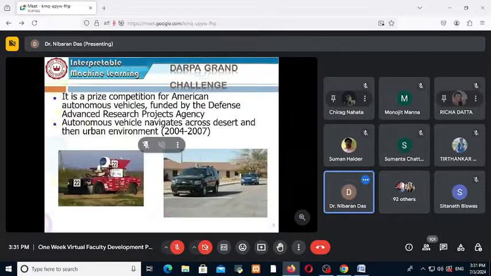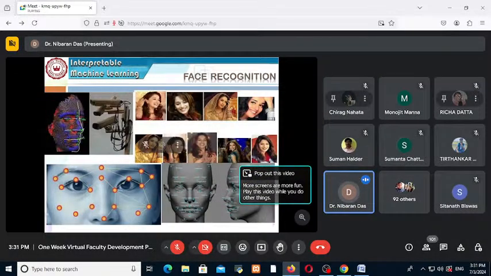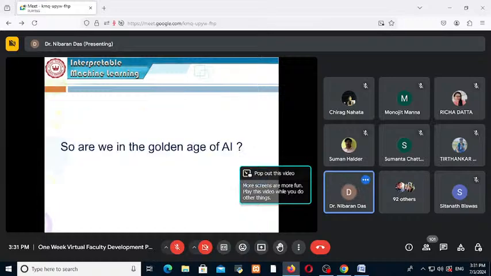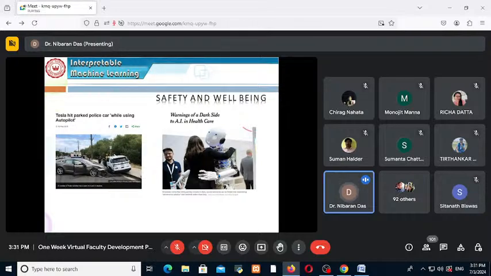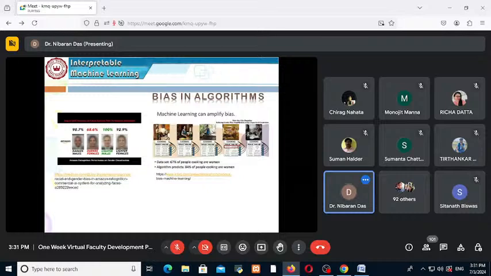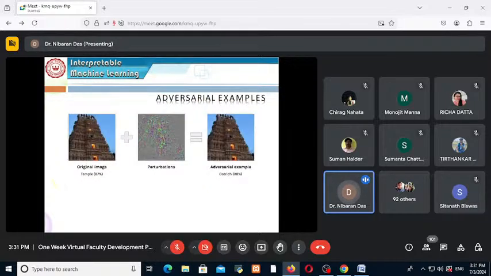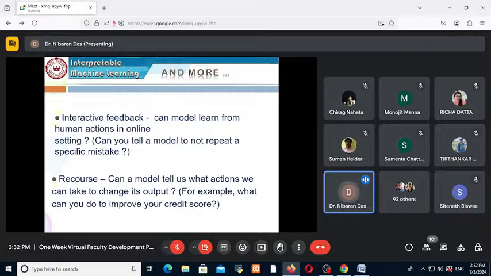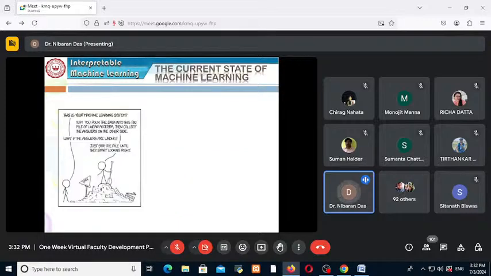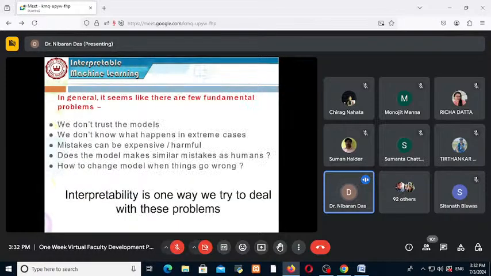So here, this is the DARPA challenge, the face recognition task and different uses. We are in the golden age, and this is the main problem I have discussed: the Tesla that hit a police car while using autopilot. Who will take the responsibility? There is some bias in the algorithms, some adversarial examples, some legal issues which we have discussed. So interactive feedback here. So the current state of machine learning, as we discussed, and the main problem I have discussed here.